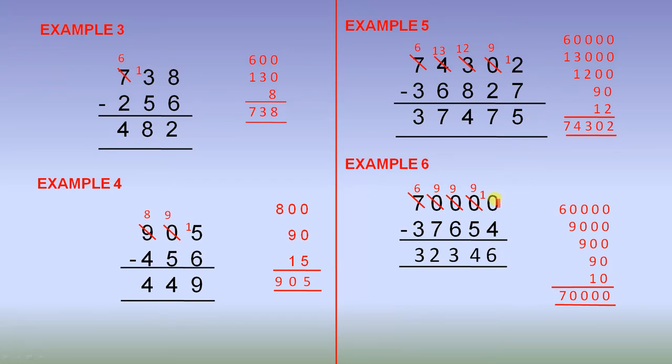In a similar fashion here, note there are a lot of zeros, so remember, when we trade, we make that a 9. We cross that off, we have to go to the next column, and again we trade, and we keep trading until we get to the last one, and that 7 becomes a 6. And you'll see the working here. We check each column. A 6 with 4 zeros, a 9 with 3 zeros, a 9 with 2 zeros, a 9 with 1 zero, and a 10. And when you add all that up, that becomes 70,000, which is what we started with. So when we do the subtraction, we get this answer here.